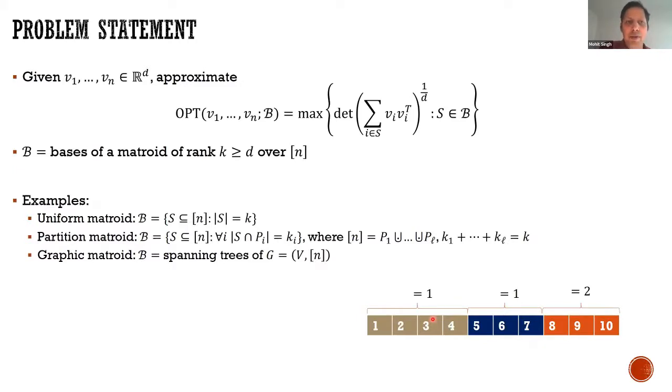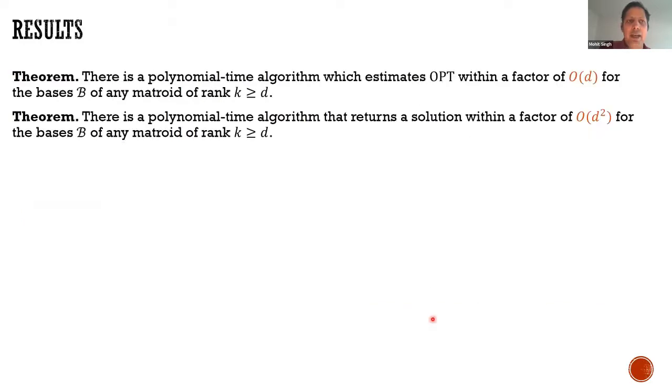Okay, good. So that's the problem that we will be studying. Let me state our results. Our first result is that we give an order d estimation algorithm for this problem. So we can give a polynomial algorithm which estimates the value of the objective within a factor of order d, where d was the dimension, for any matroid of rank k. From an algorithm perspective, which returns a solution, we give a deterministic polynomial algorithm which returns a solution within a factor of order d squared, which is slightly worse than the estimation algorithm.